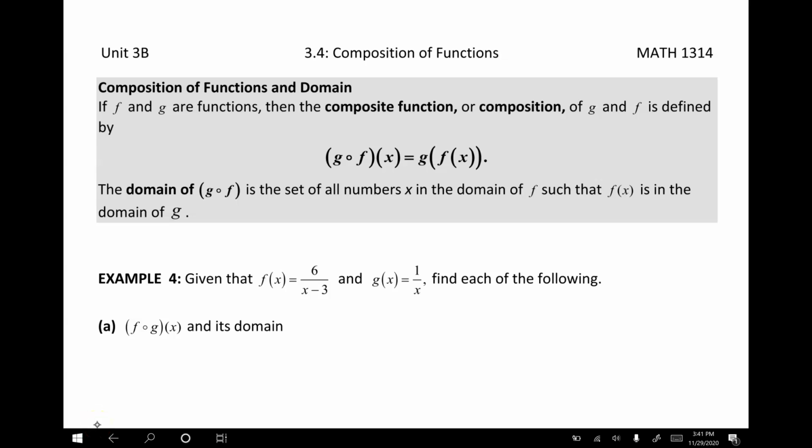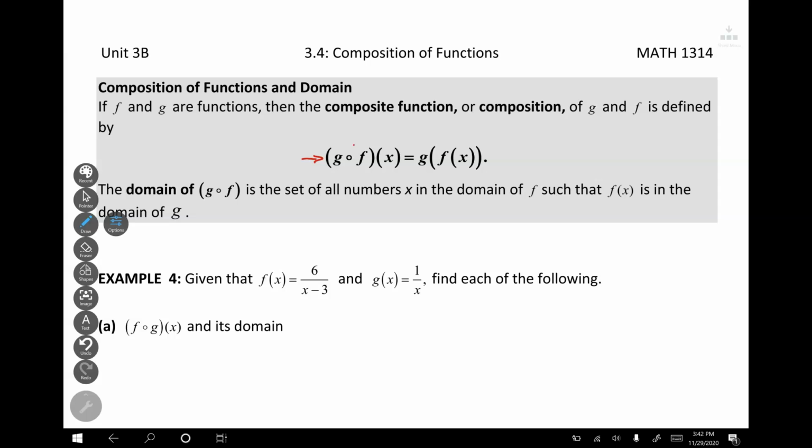This is 3.4 part 2. We are now looking at composition of functions. So composition of functions, and then we also want to get the domain. If f and g are functions, then the composite function or composition of g and f is defined by this.